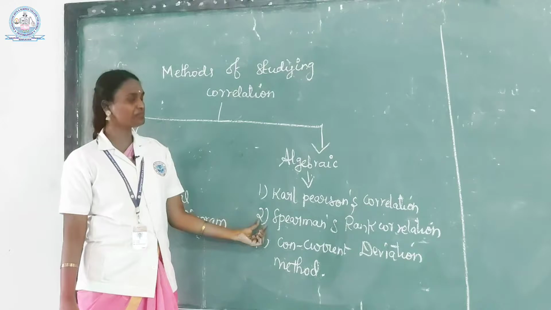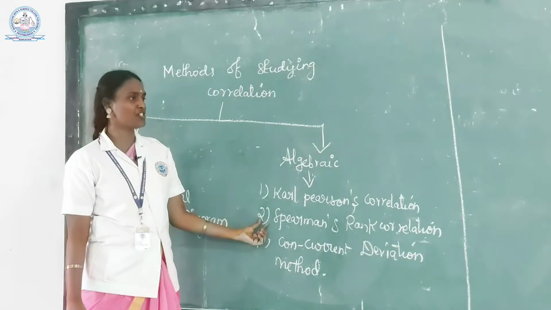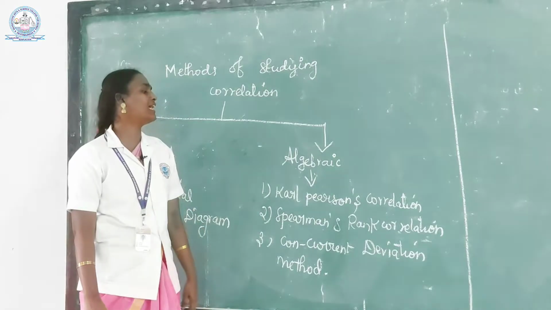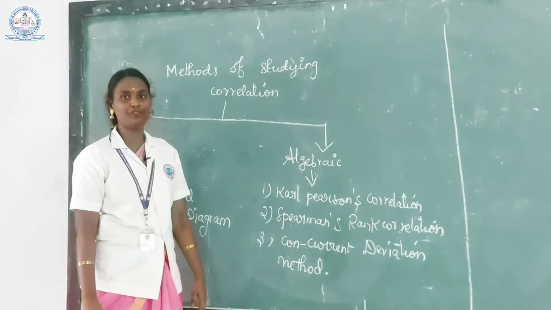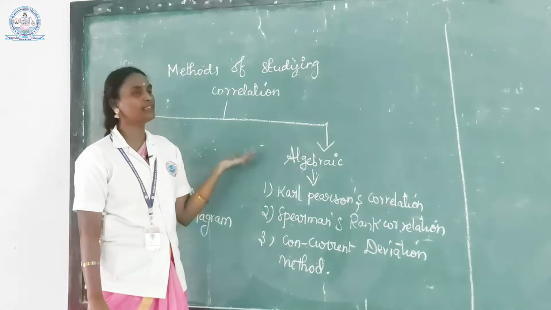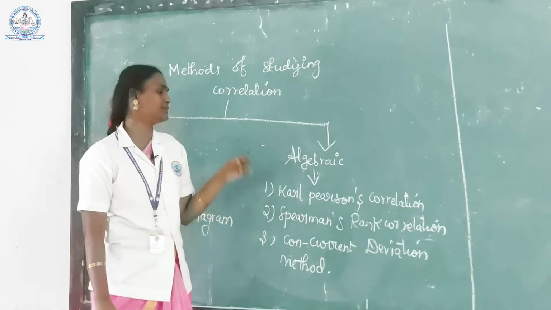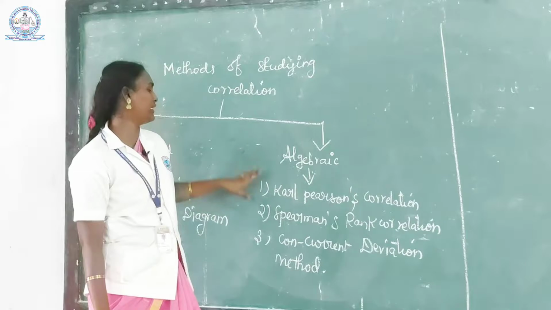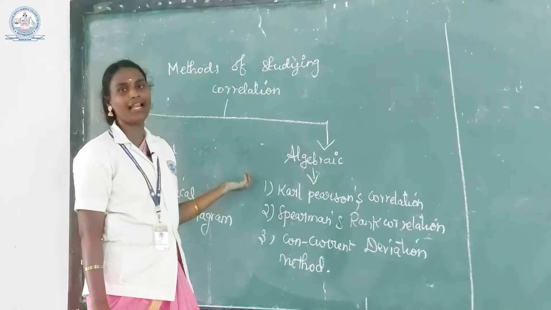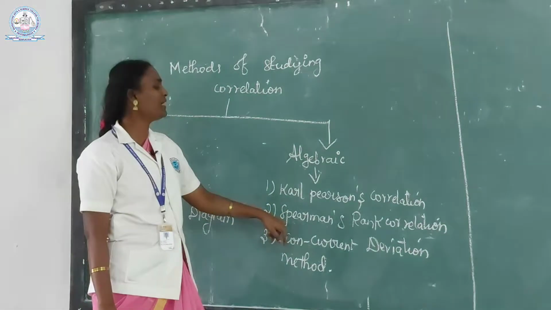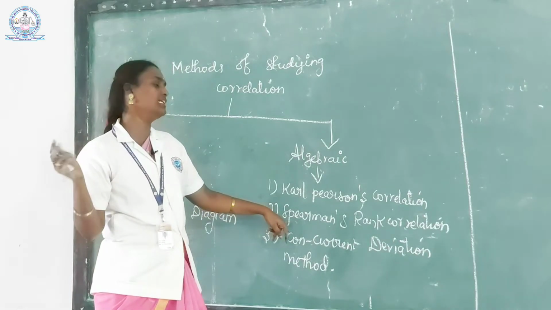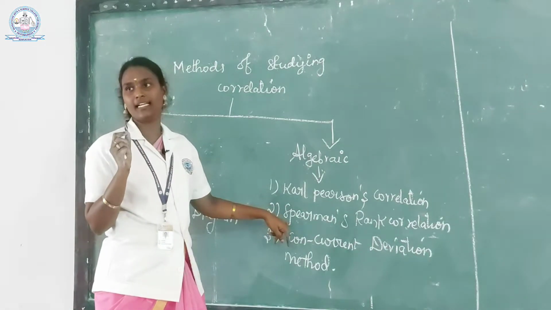The next one, Spearman's rank correlation. Spearman is the founder of rank correlation. Rank correlation is classified into 3 different categories. The formula is also based on three different categories. First one is ranks are given, second one is ranks are not given, third one is repeated values or tied ranks. Spearman's rank correlation is used only for qualitative data.